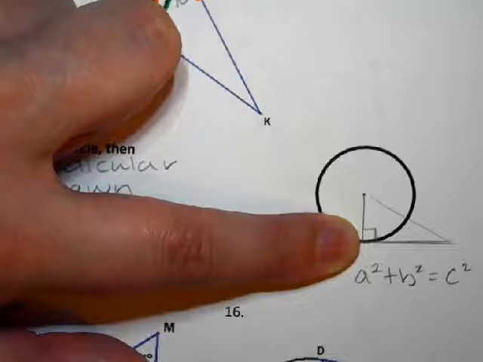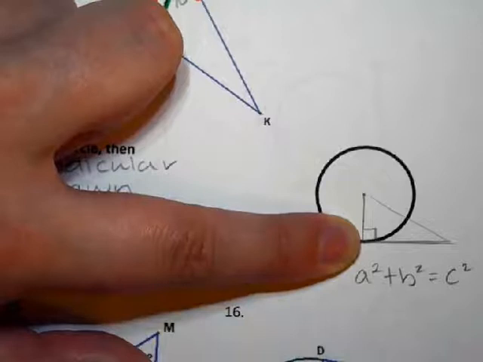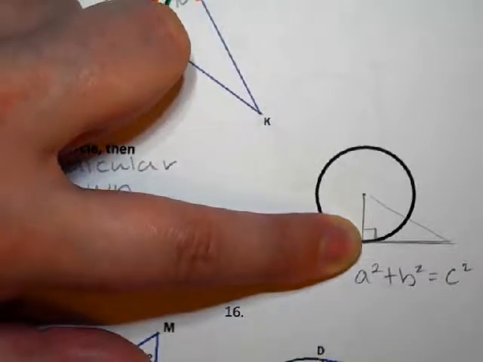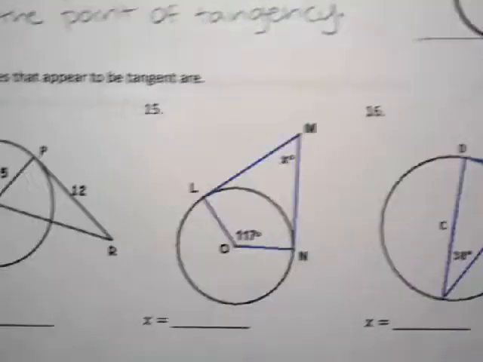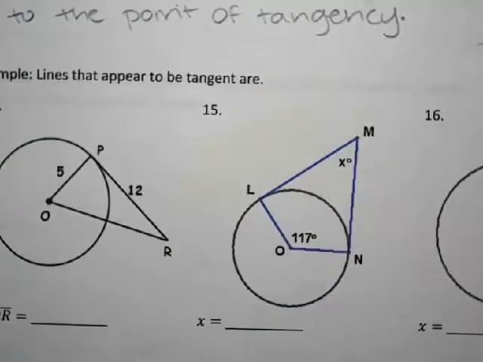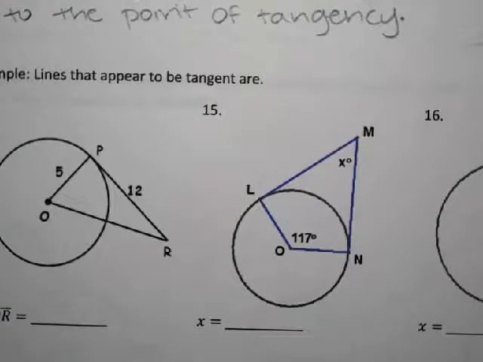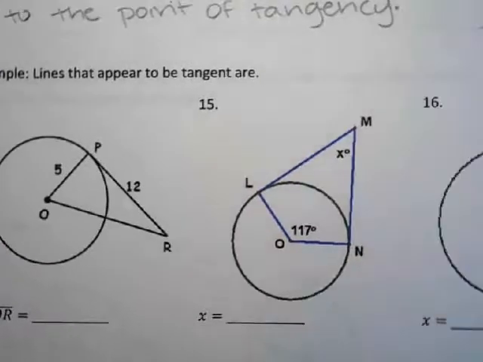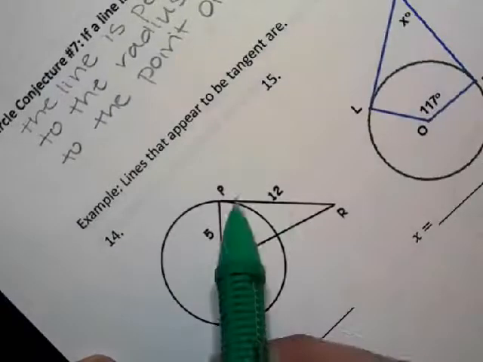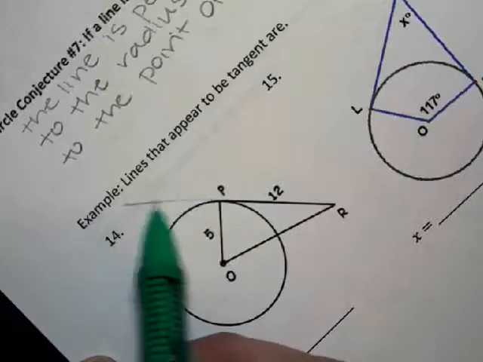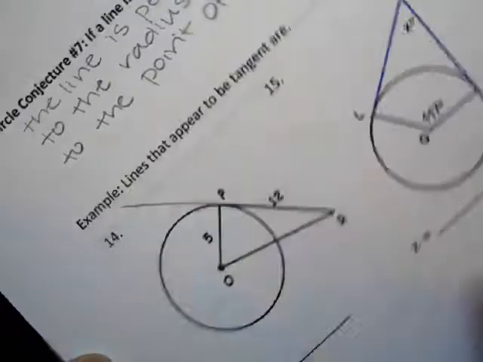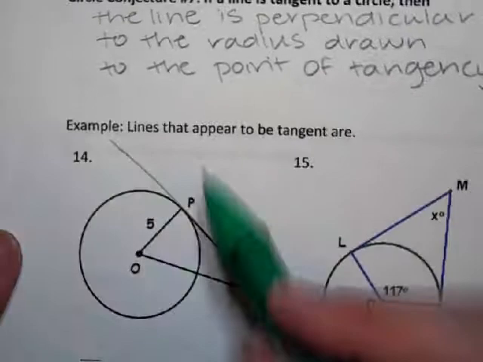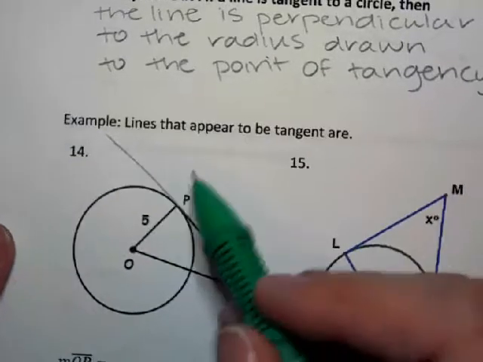That's what they've done in the next few examples: they've thrown in some Pythagorean theorem so that you can have some flashbacks to math problems before. If we look at example 14, the tangent line is PR. They just erased half of it. P is the point of tangency. OP is the radius that was drawn to the point of tangency. And this is your 90-degree angle right there.